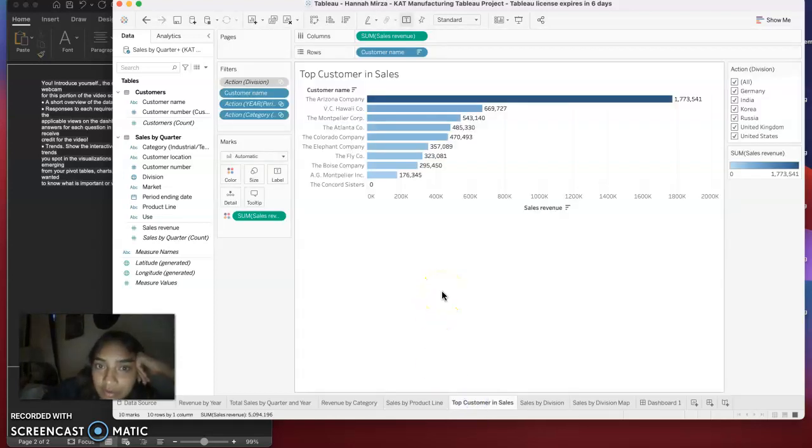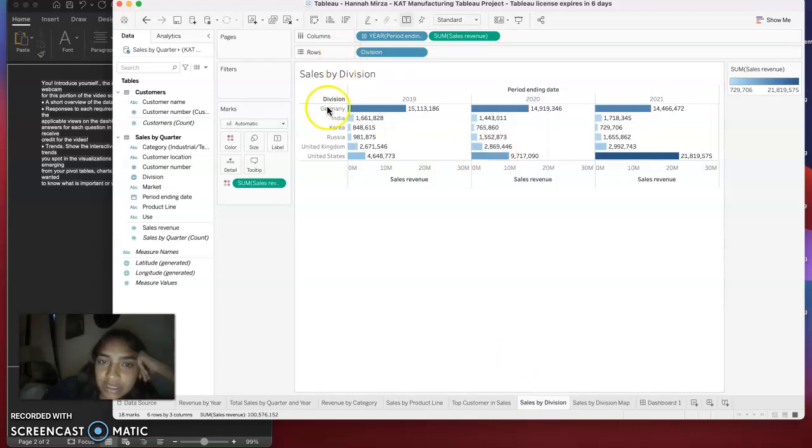And then the top customer in sales. These are all the consumers that buy with us, the manufacturing company. And you can see that the Arizona company has 1.7 million sales with us, while Concord Sister has 0, AG, I don't really know what that's on there then. AG Montpelier Incorporated has 176,000. What this tells us is, one, we can assume that the Arizona company is a much bigger firm, which has a bigger set of customers within their firm compared to these numbers, which obviously, if they have a smaller firm, they're not going to need to buy from a manufacturing company as much.